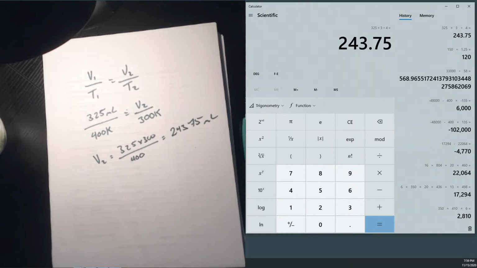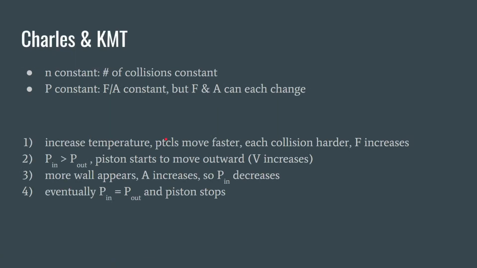All right, so now let's KMT-ify Charles's law. What is the physical explanation? So the number of moles is constant, therefore the number of collisions is constant. Pressure is constant, so the force over the area has to be constant. But volume can change, therefore area can change, and temperature can change, therefore the force can change.